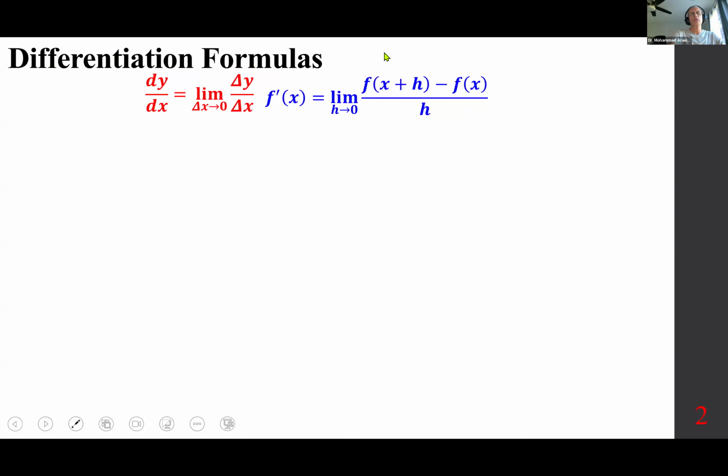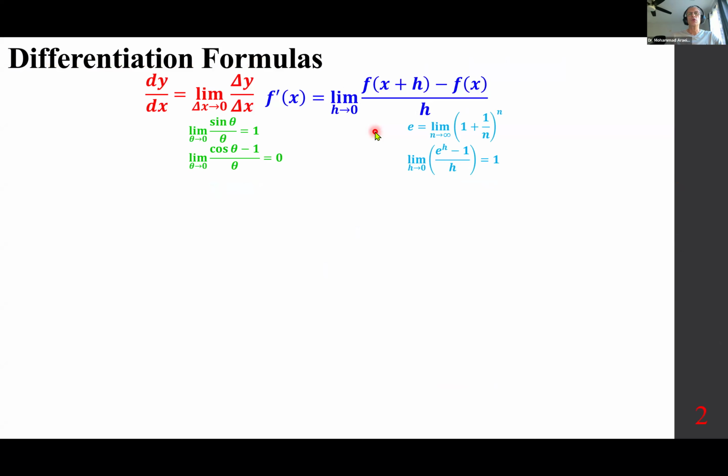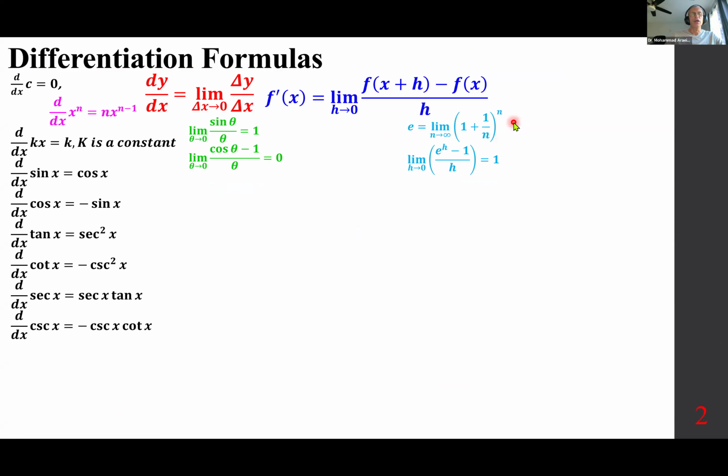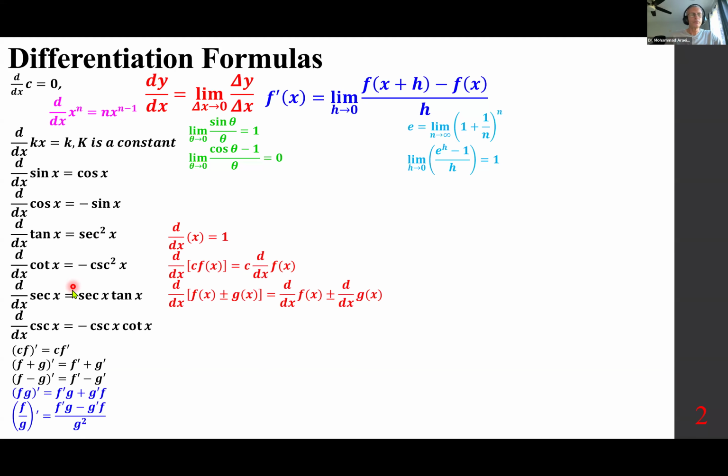All right, we start with the differentiation formulas. The definition: f prime of x is the limit of f of x plus h minus f of x over h as h approaches 0. And of course, there is more information about sine, about e. However, when it comes to differentiation, now we have access to formulas. For example, for the power rule, for trigonometric functions, we can use them.